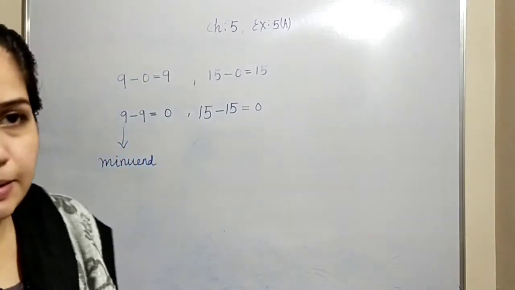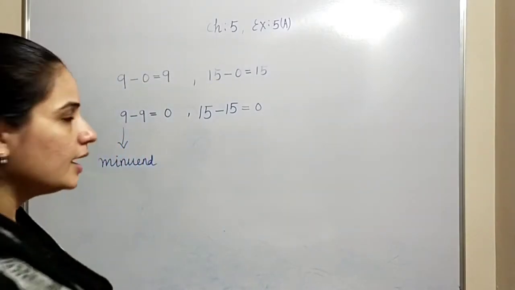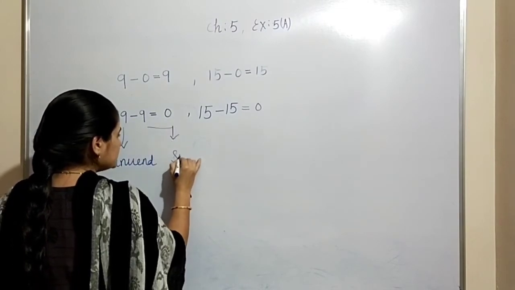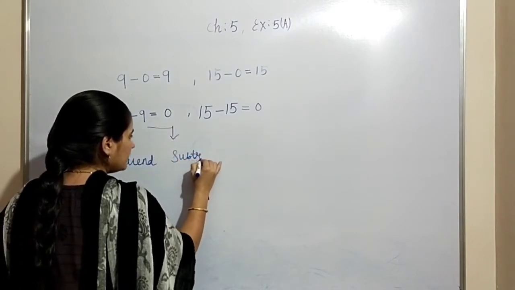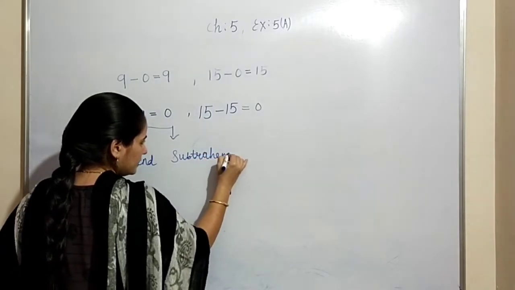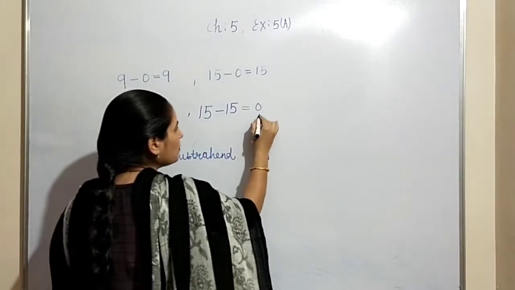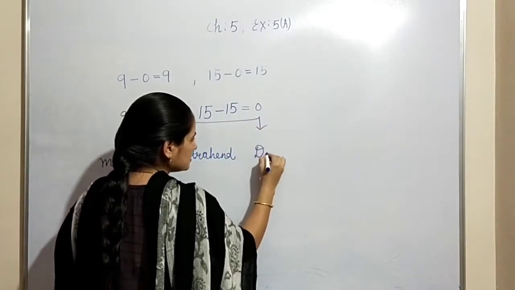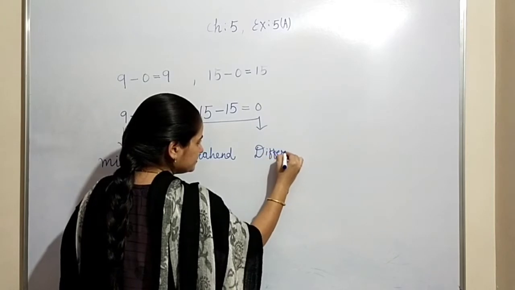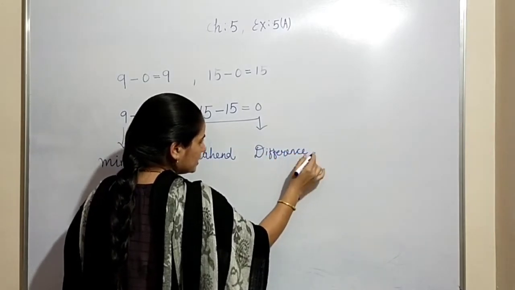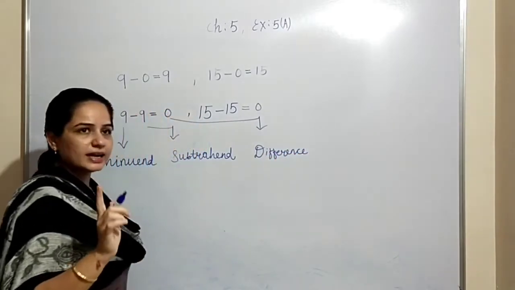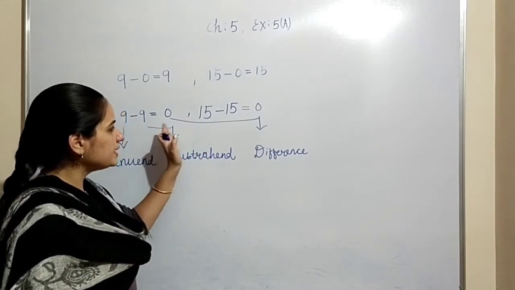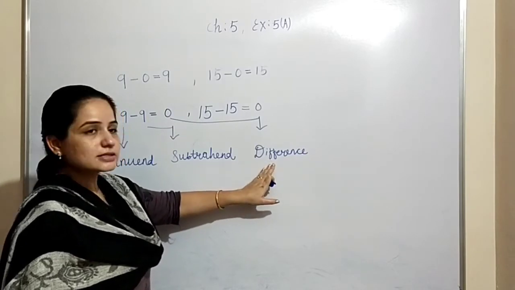The next one is subtrahend. The other number which is subtracted is the subtrahend, and the answer that we obtain after subtraction is called the difference. The answer that we obtain after addition is called sum, and the answer that we obtain after subtraction is called difference.